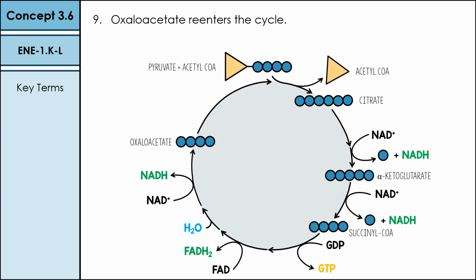You can see here that we end up producing 3 NADH for each turn in this cycle. We get 1 FADH2, and we produce 1 molecule of cellular energy in the form of GTP. Remember that we have to do this twice, so we end up doing 6 NADH and 2 FADH2 and 2 of our cellular energy molecules.